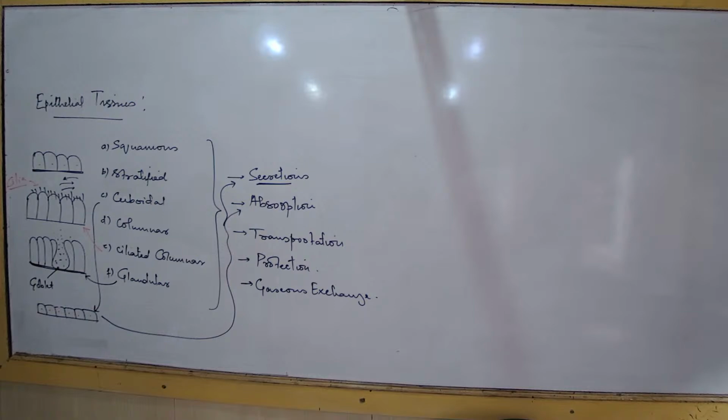Write 2 locations each for the following. First of all, you should be very, very clear about the location. If you remember the location, you will remember the function as it is. Write 2 locations each for: number 1, columnar epithelium.